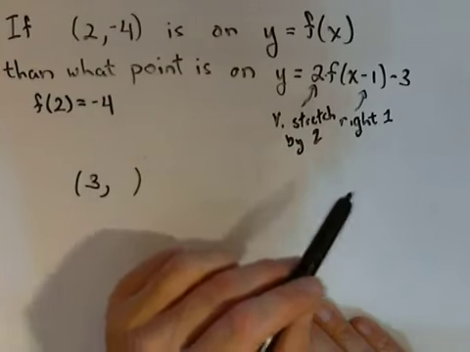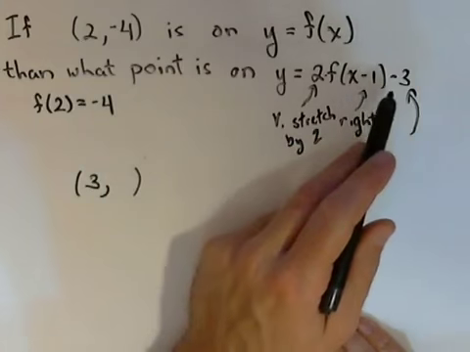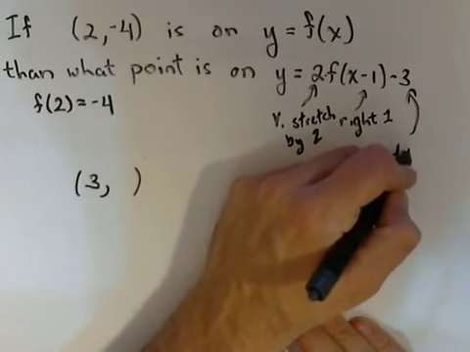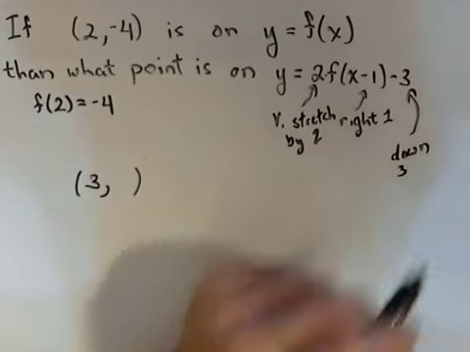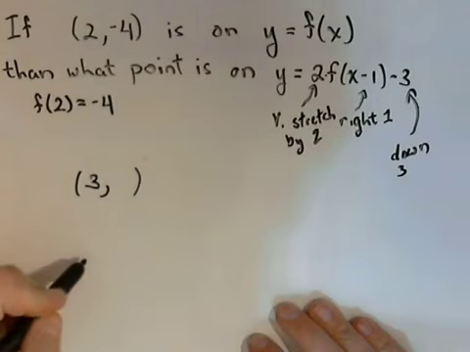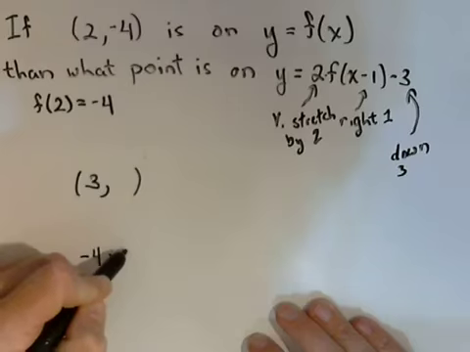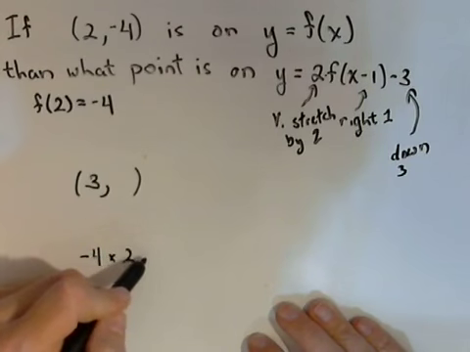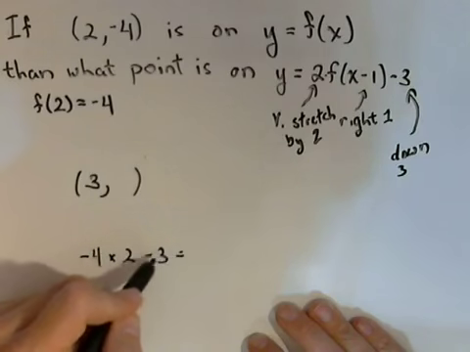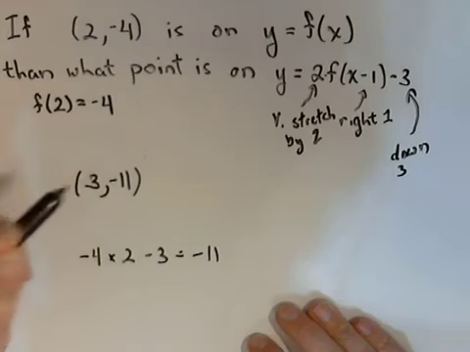But we have one more vertical transformation, and that's this -3 here at the end. What that's doing is subtracting 3 off of all our y values, so it's going to go down by 3. So we've got two things going on with our y values. We're taking the -4, stretching it by 2, and then moving it down 3. So -4 times 2 is -8, minus 3 is -11, and there's our new y value.